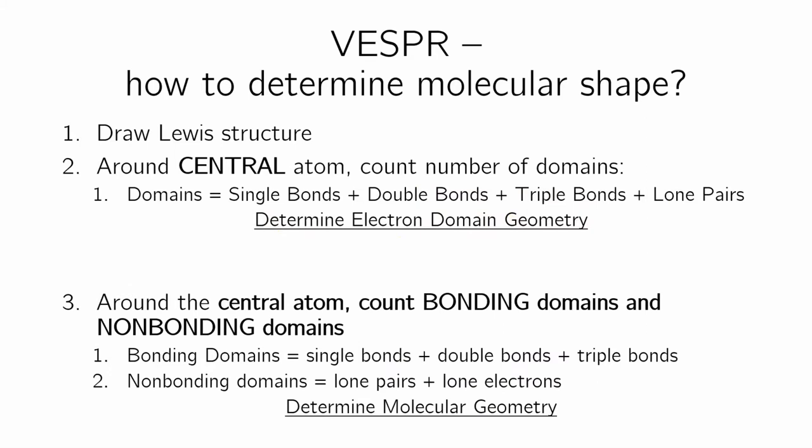Okay, around the central atom, you also want to count bonding domains and non-bonding domains, which is basically you take these domains and you split them into two. So bonds count as bonding domains, and lone pairs count as non-bonding domains. So the bonding domains equal this plus this plus this, and non-bonding domains equals just the lone pairs, and if you have lone electrons, stick them in there, why not? This will determine the actual geometry of the molecule. Okay, so you'll have domains, bonding domains, non-bonding domains. You just count them. Put domains, bonding domains, non-bonding domains, and then you look at a table.